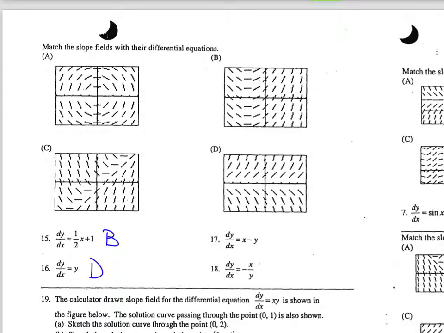17 is A. Why? Because if you plug in 0, 0, that's the only slope of 0 at the origin. That's what I did. You can't have 0 on the bottom. Here's my next question though. This point right here would be 0, 1. So this one has to be A, and this one has to be C.